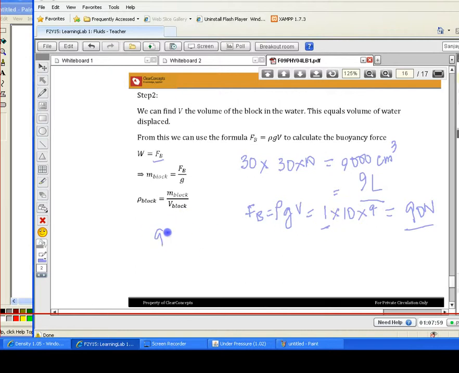So therefore now 90 newtons must be equal to the mass of the block times gravity. And this thing is just the weight of the block. Because it's holding its position, it means that from the free body diagram, the weight of the block must be equal to the force of buoyancy acting on it. We've calculated this as 90 newtons. That must be equal to mass of the block times gravity. Therefore, mass of the block is how much?